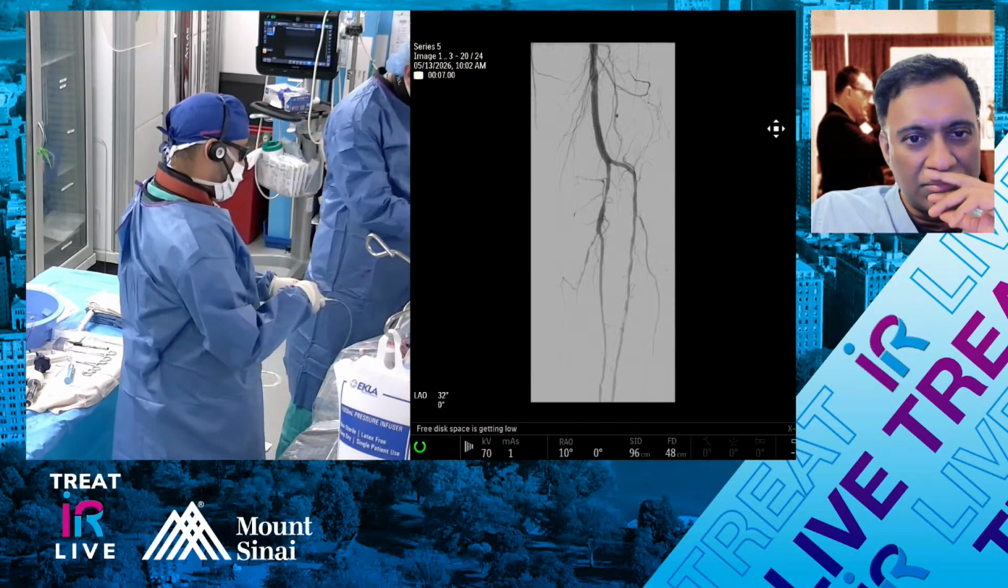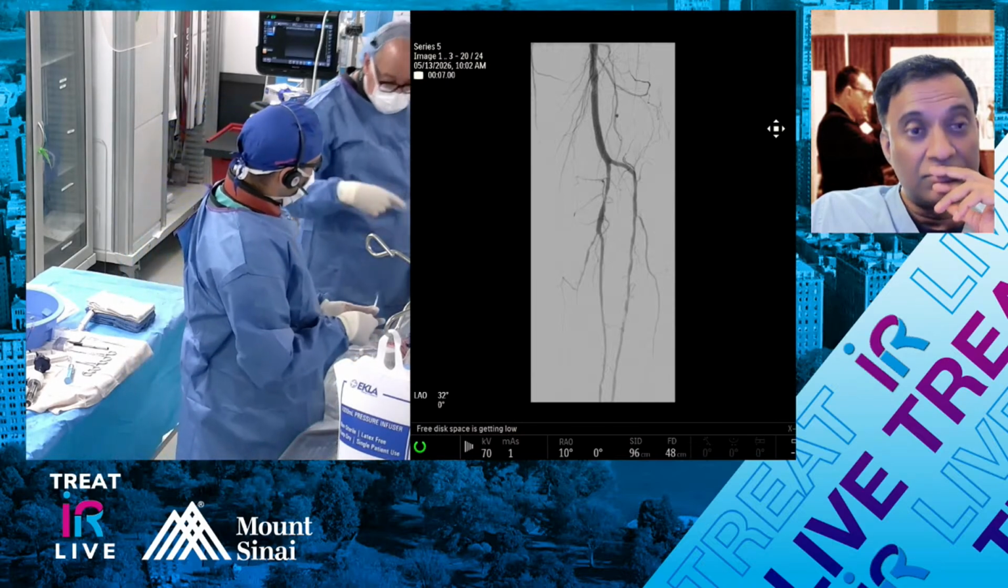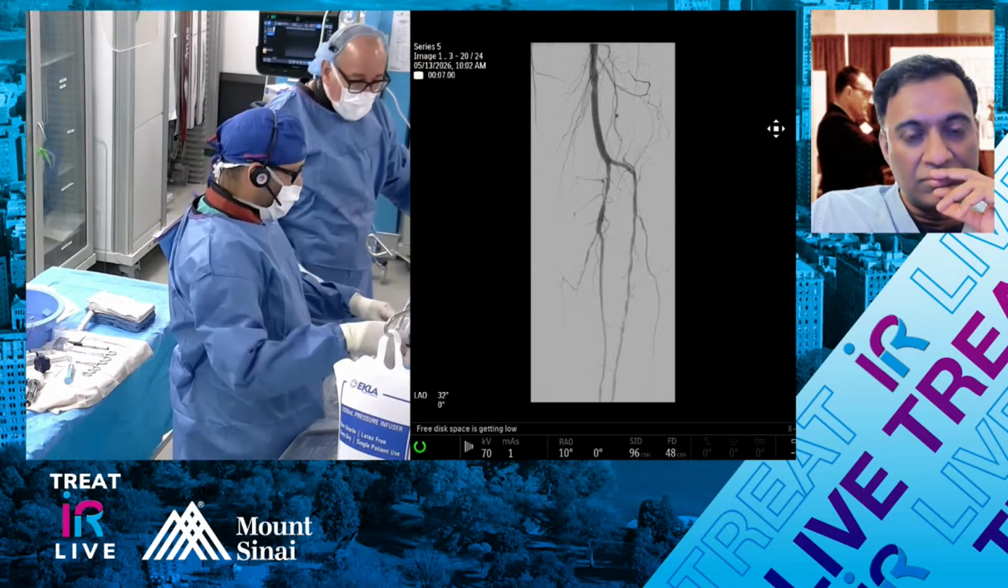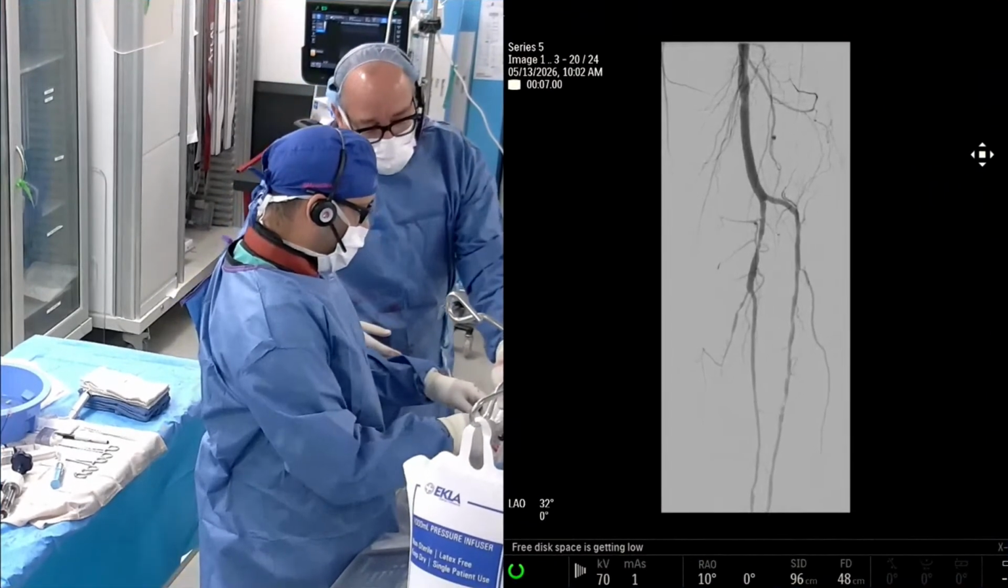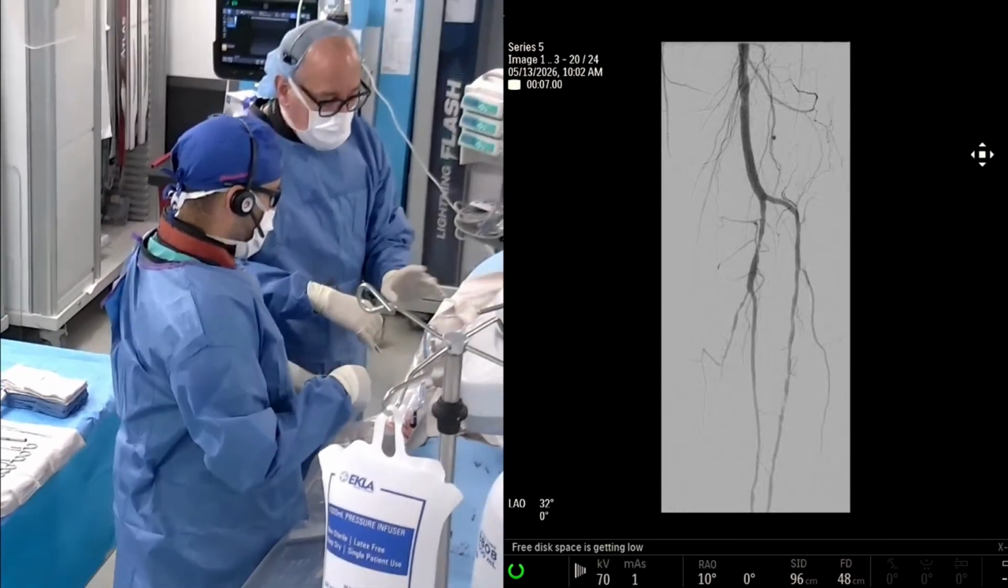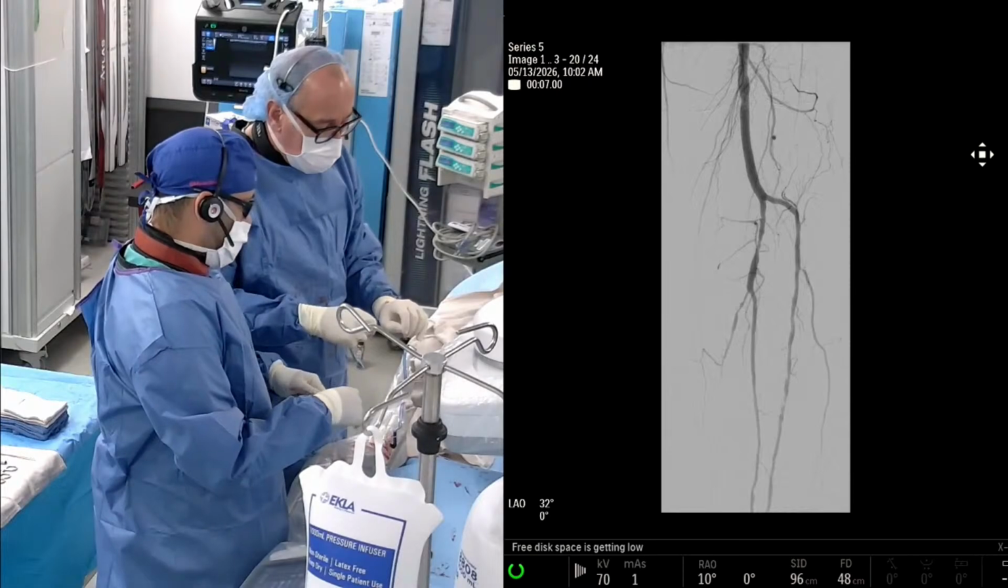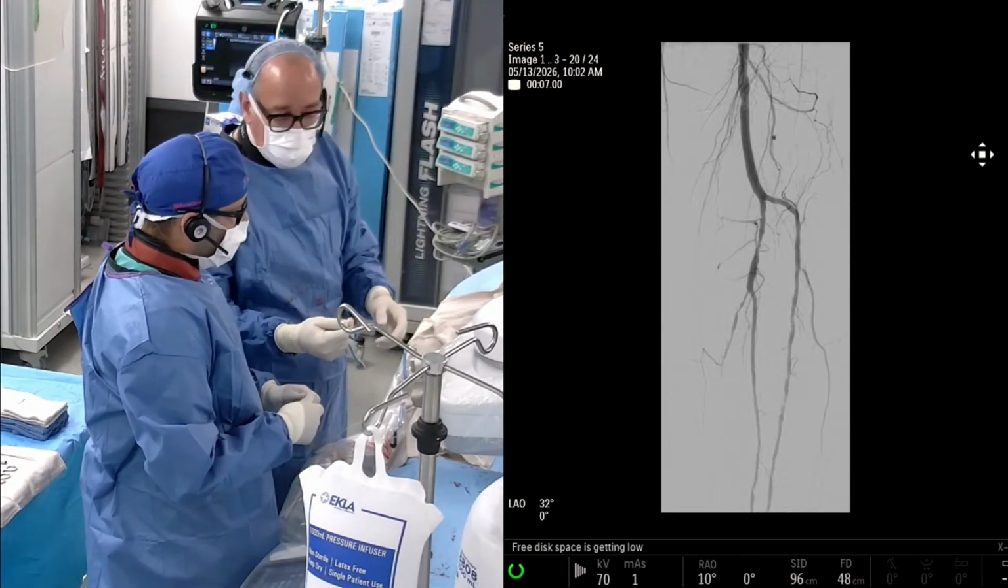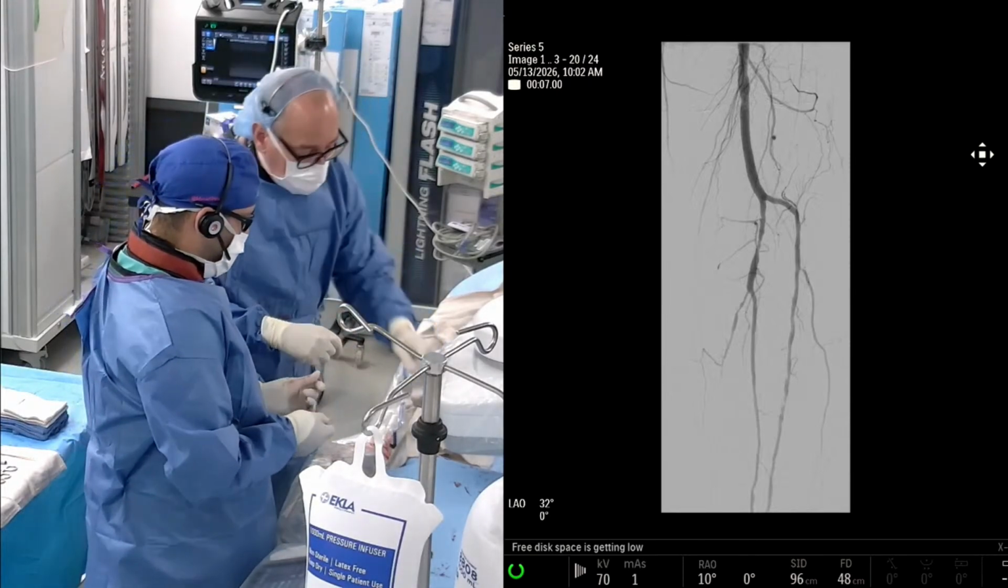I'm using an 018 support catheter, and let's switch it down for the front end now. And let's put a slight curve on this just so we can catheterize the anterior tibial artery. This is great. So I'm just going to put a little curve so that we're going to preferentially go into the AT. And then let's load this up.